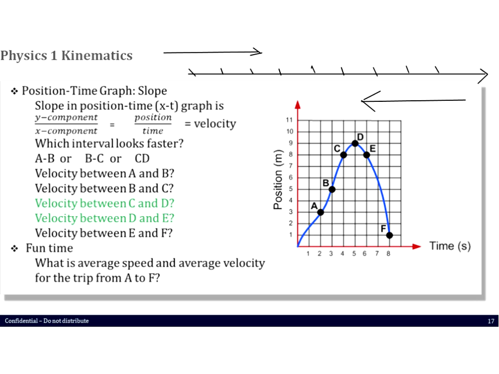Okay, now at 6 seconds, the person is at point 8 over here, and at 8 seconds, the person is at point 1 over here. So the person started from here, went all the way there, and came back here. Now let's discuss this in a little more detail. What is the distance between A and B?